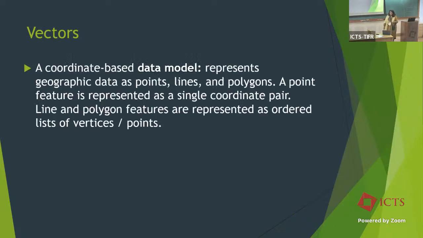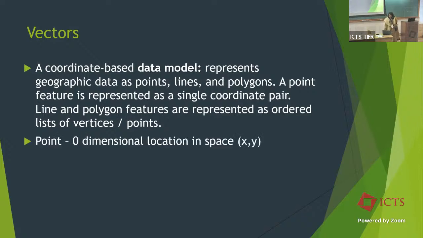So a vector is a coordinate-based model. It represents geographic data as points, lines, and polygons. A point feature is represented as a single coordinate pair, and a line is a set of ordered points.